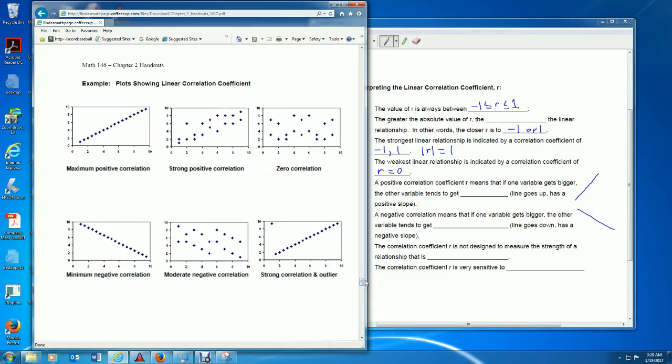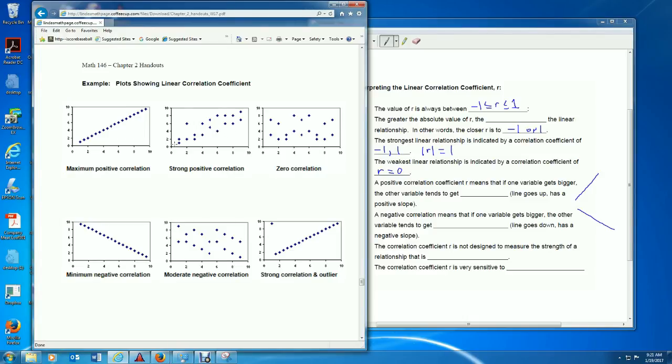All right, so just some examples showing you linear correlation coefficients. So this one here is a maximum positive correlation. This is a perfectly straight line. This corresponds to r equals +1. On the other hand, the one just below it, minimum negative correlation. Again, these are perfectly in a straight line. This corresponds to r equals -1.